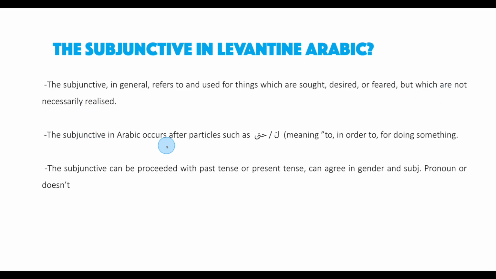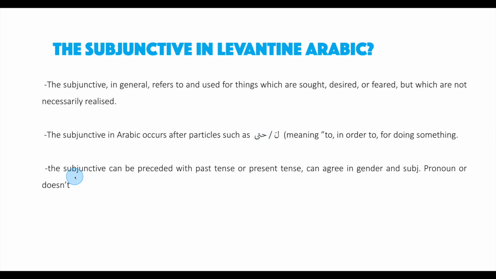The subjunctive in Arabic comes after certain particles, like hatta or la, and both mean to, in order to, or for doing something. I'd like to highlight, in dialect, we have heavily shortened these particles, because in modern standard Arabic, we actually have more particles than in Levantine Arabic. So in modern standard Arabic, abbreviated to MSA, we do have more particles than these two, but you're very lucky because we only have two here that are used in dialect.